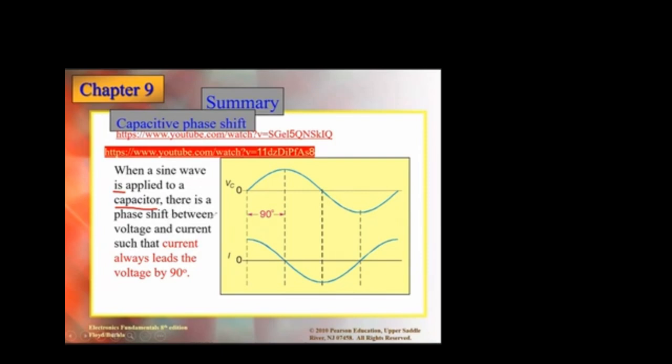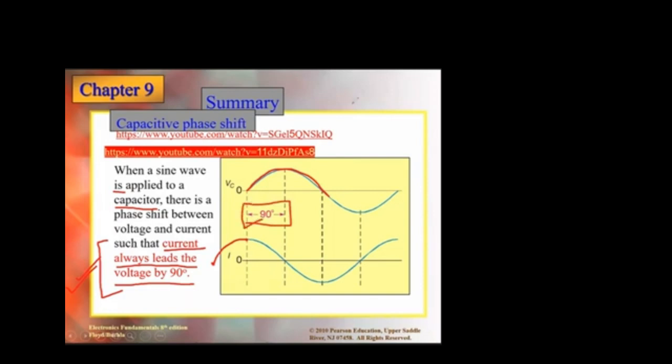So there is a phase shift between voltage and current, such that current always leads the voltage by 90 degrees. This can be asked in a multiple choice question. Very important point. The current leads the voltage by 90 degrees. If this is the voltage across the capacitor, the current will lead, meaning it starts early, touching the positive axis somewhere here in advance. So this is a 90 degree phase shift, and this difference is the phi here.